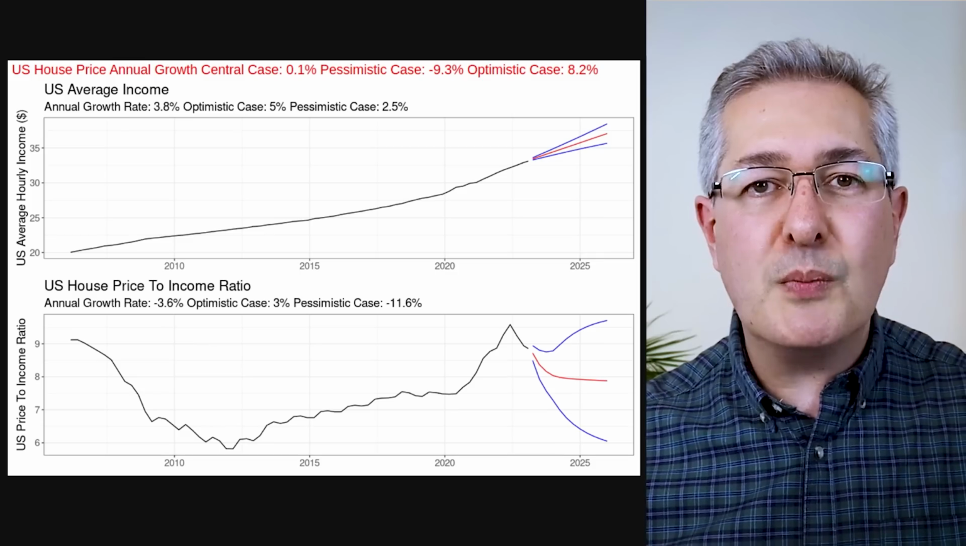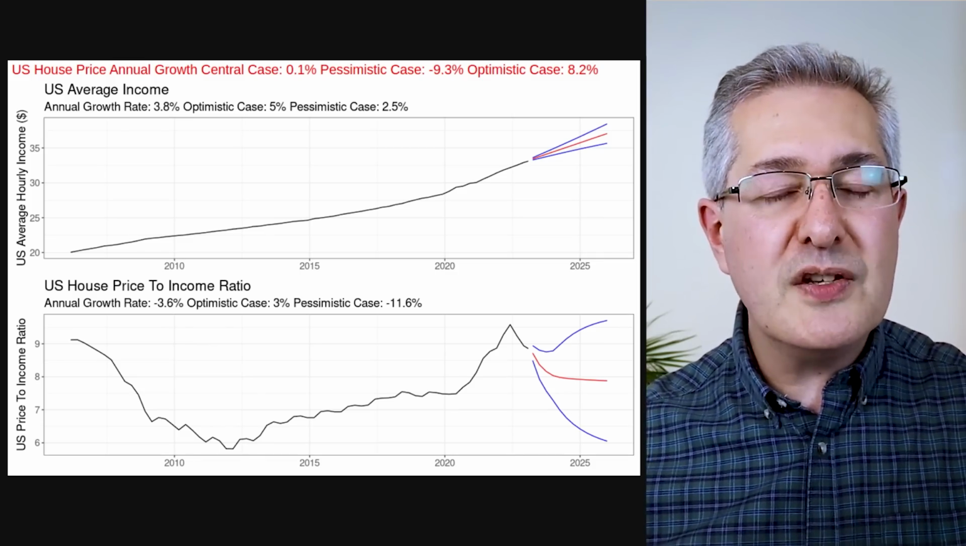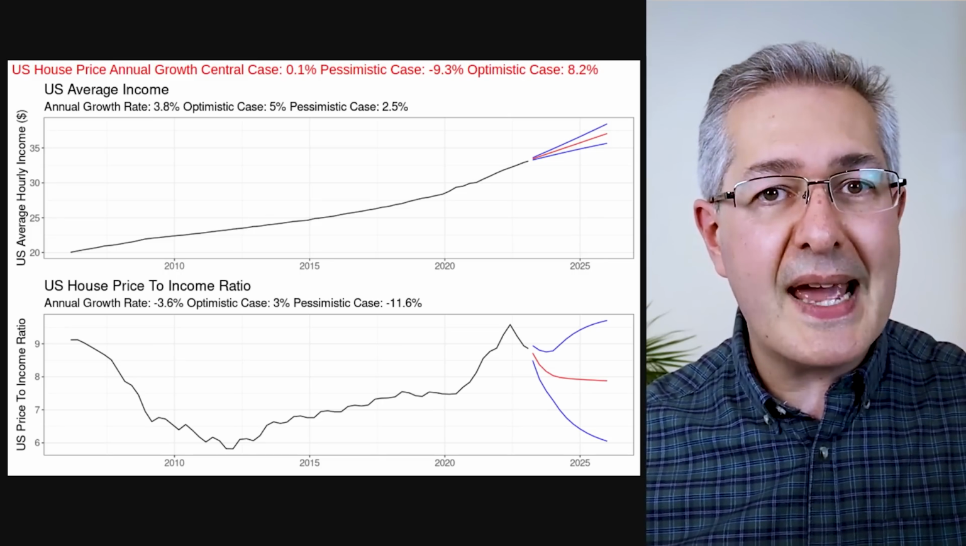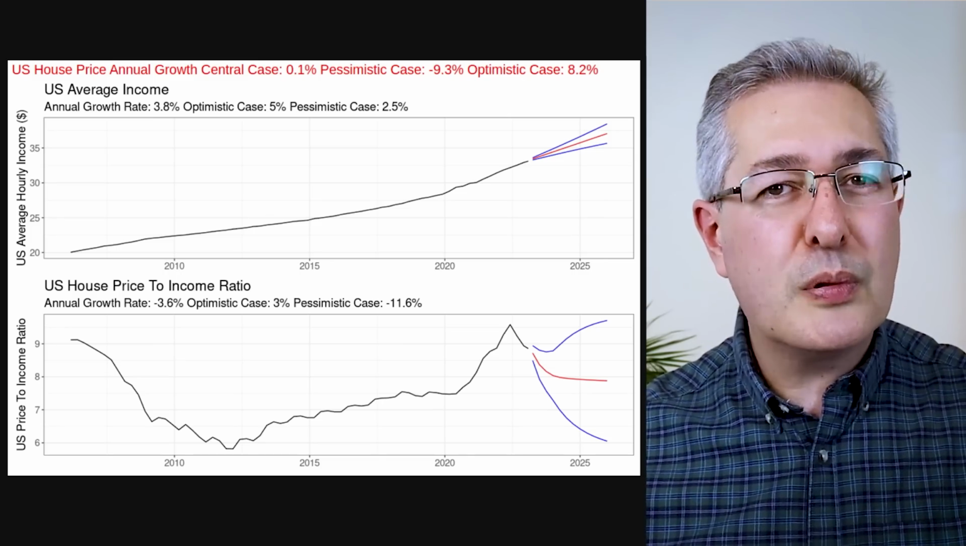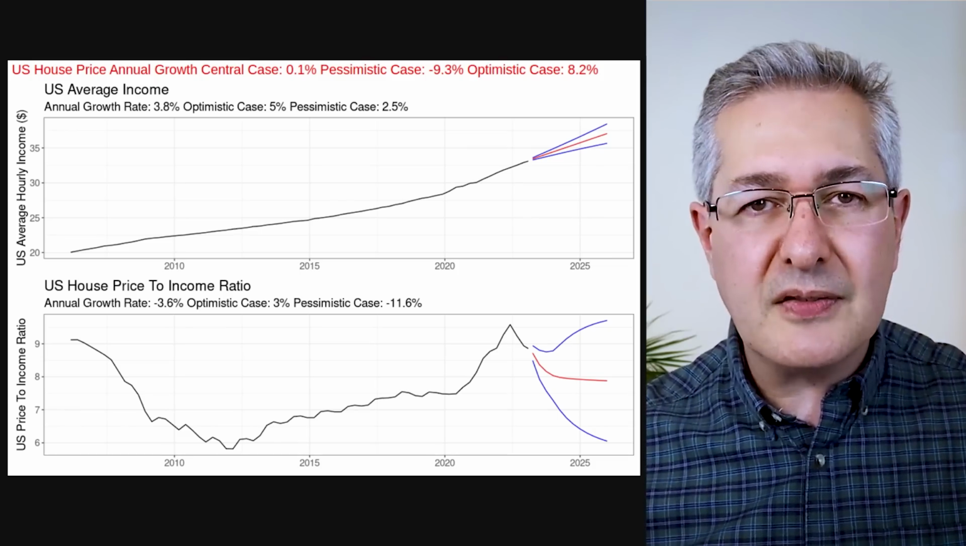Personally, I think we're much more likely to see something around the central case here. That's because wage growth in the US is still pretty good. There aren't any signs of a recession yet, although there might be. So probably we're going to see the US market just kind of stabilize from here. Now let's turn to the Australian market.